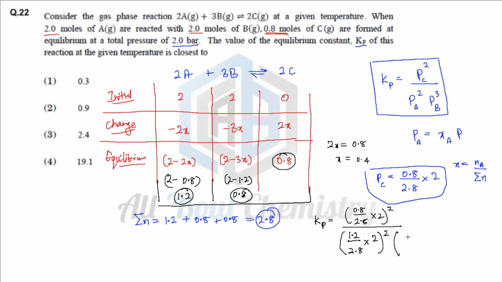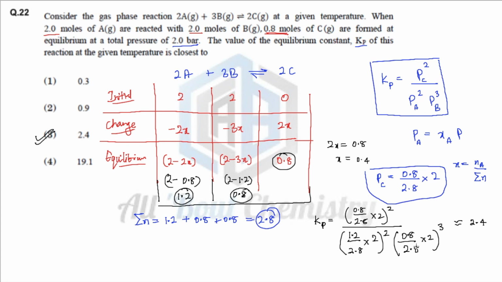Similarly, to calculate partial pressure of B, I have to give number of moles of B, which is 0.8, divided by total number of moles, that is 2.8, and multiplied by 2 and whole cube. Okay, so that is the whole thing which we have to solve. Once you solve all these values, you are going to get approximately 2.4. You can cancel out these powers, multiply, divide and solve, and at the end you are going to get 2.4. So your correct answer will be 2.4.